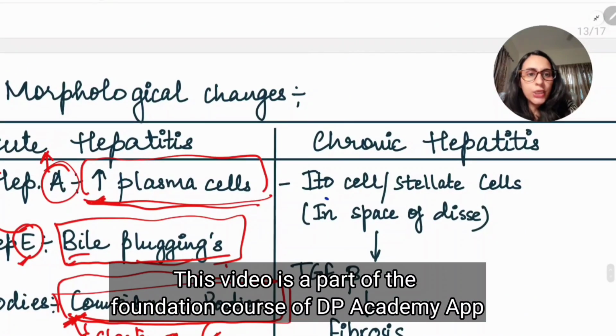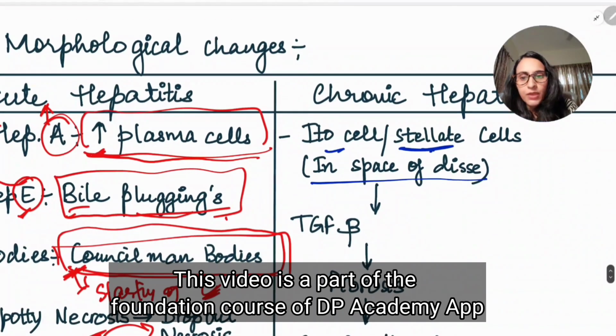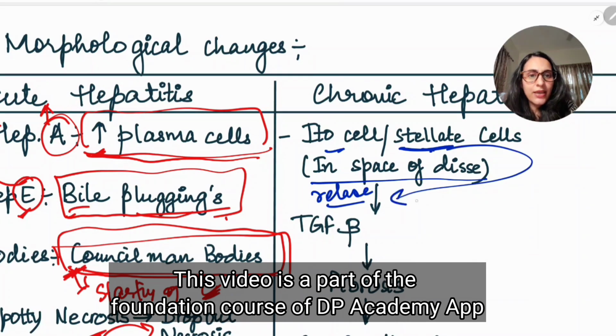In chronic hepatitis, the Ito cells or the stellate cells that are present in the liver in the space of Disse release TGF beta, which is the most fibrogenic cytokine. And TGF beta, how can you remember it? TGF beta: B for बहुत and F for fibrosis. So it causes बहुत सारा fibrosis. So this TGF beta, the most fibrogenic cytokine, causes the fibrosis, and so it further causes chronic hepatitis.